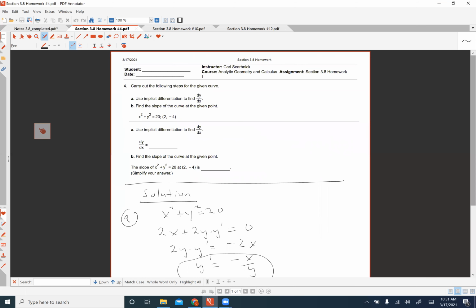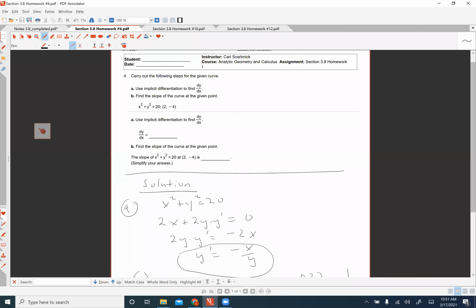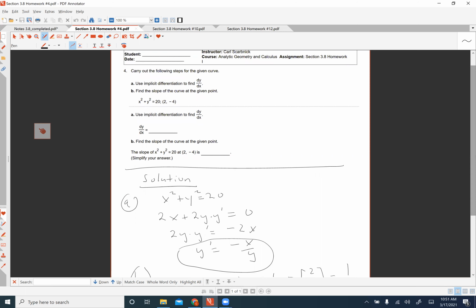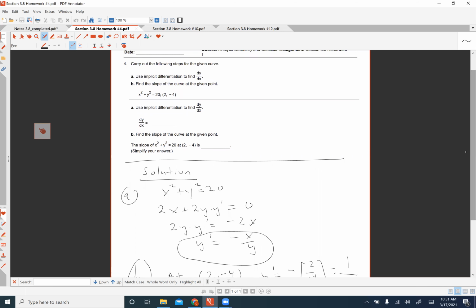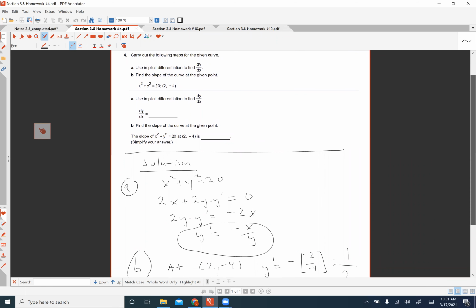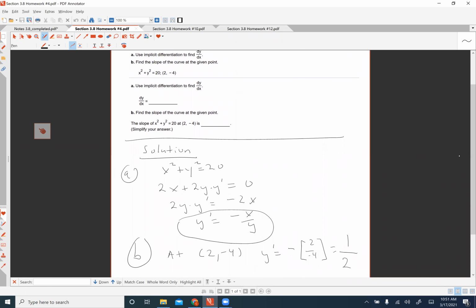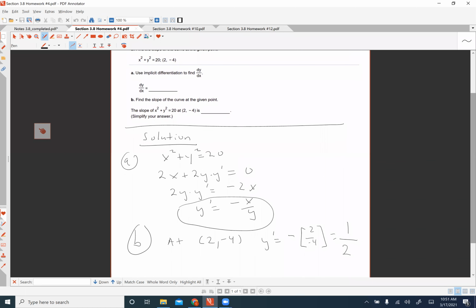We have a circle where the radius is the square root of 20. And then we want to find the slope at (2, -4), and we only have to find the slope. We don't actually have to find the tangent line. Again, we just found y prime. You just take the derivative of each side, you get 2x plus 2y y prime equals 0. Solve for y prime. We get y prime is minus x over y, and then at (2, -4), you just plug in, so x is 2, y is -4, so minus 2 over -4 is 1/2.